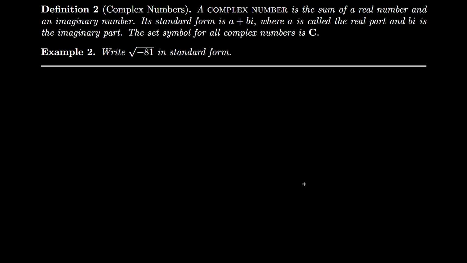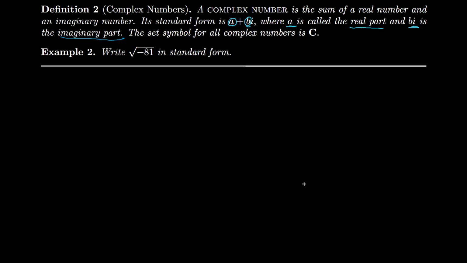Before we do this, we need to talk about the complex number. We talked about imaginary numbers before. A complex number is just the sum or difference of a real number and an imaginary number. It looks like a plus bi, where a is called the real part and bi is the imaginary part. a and b themselves are just real numbers. But remember, when you take a real number and you stick it together with an imaginary number, the whole thing, bi, is an imaginary number.